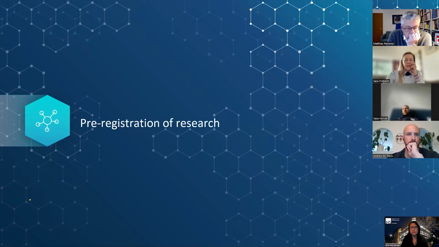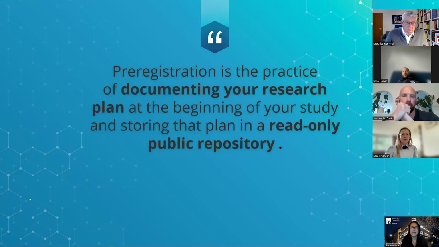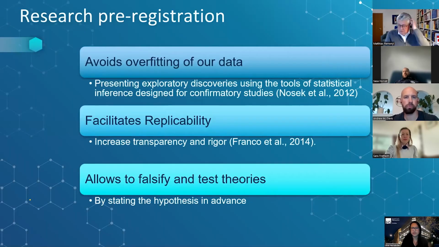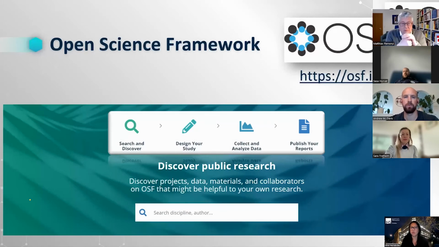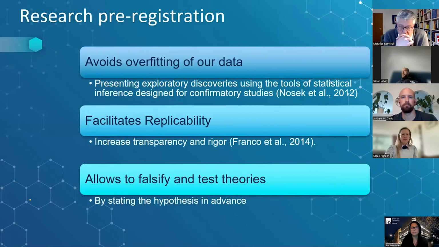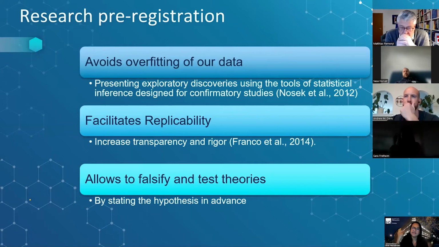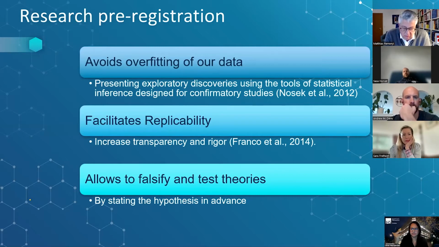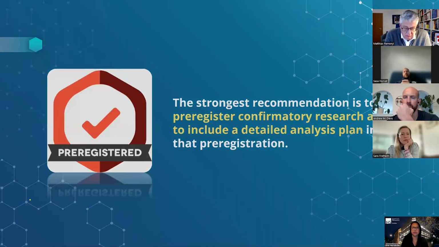And as I mentioned previously, pre-registration of research is very important, one of the best research practices, and consists of documenting your research plan at the beginning of the study and storing the plan in a read-only public repository. We already discussed this. One of the most common ones is Open Science Framework that I already recommended to you. So using these kinds of frameworks will help you to avoid overfitting your data, will facilitate replicability for other researchers, and will allow you to actually falsify or properly test your theories. So this is the way we should conduct research, okay?